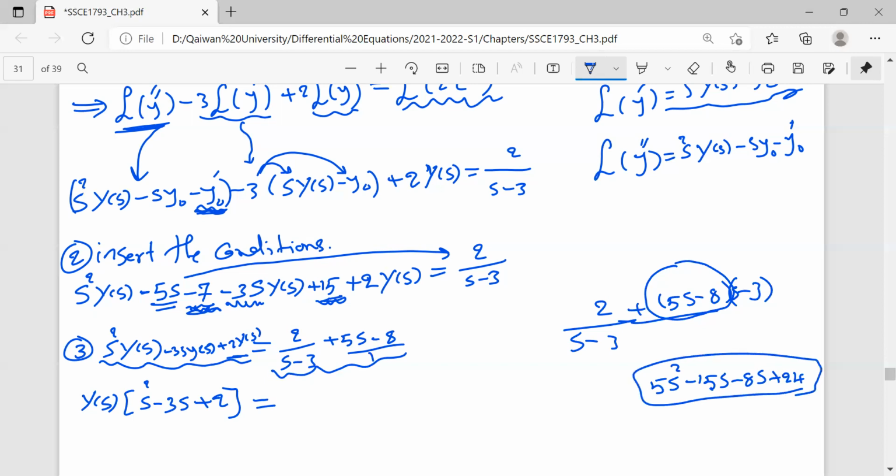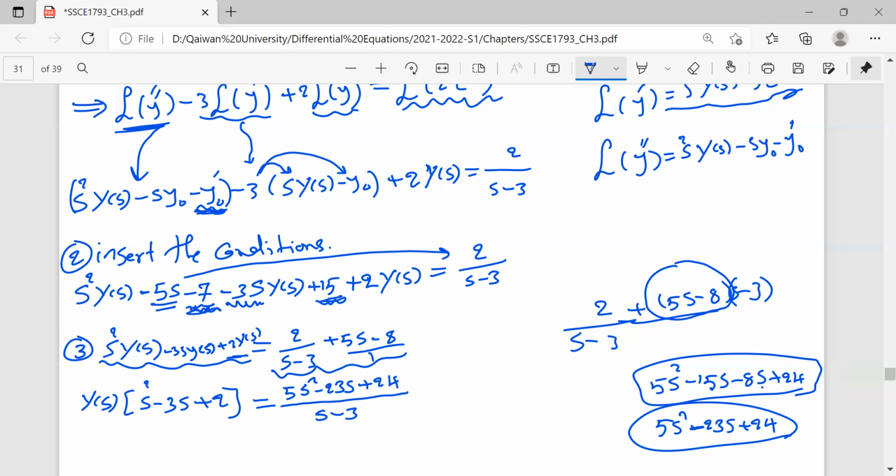Then minus 15s and 8s is 23s. So you get 5s squared minus 23s plus 24. We get this in the numerator. It is 5s squared minus 23s plus 24 dividing by s minus 3.